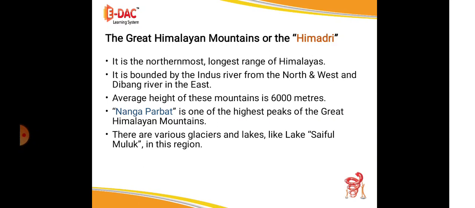It is bounded by the Indus River from the north and west and the Dibang River in the east. The average height of these mountains is 6,000 meters. Nanga Parbat is one of the highest peaks of the Great Himalayan mountains. There are various glaciers and lakes like Lake Saiful Muluk in this region.